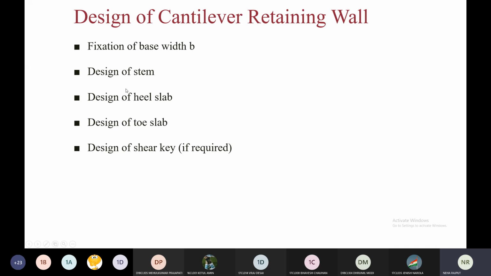Then design of stem, design of heel, design of toe. If required, then you are going to provide the shear key also. The separate design is there for the shear key. And again, the fixation of base width is in connection with the stability analysis also. So once you get that your wall is stable against all these three failures, then you can go with the design part, not before that.